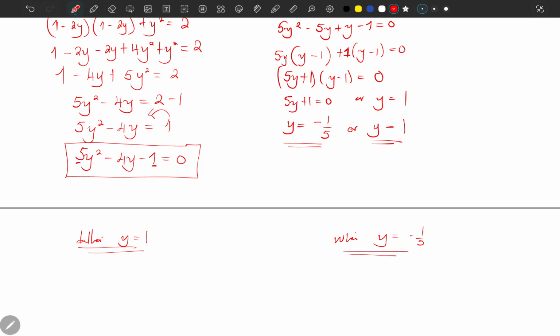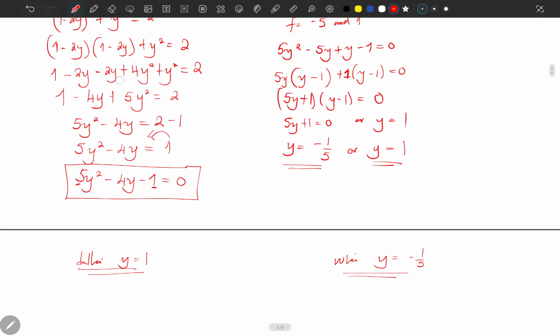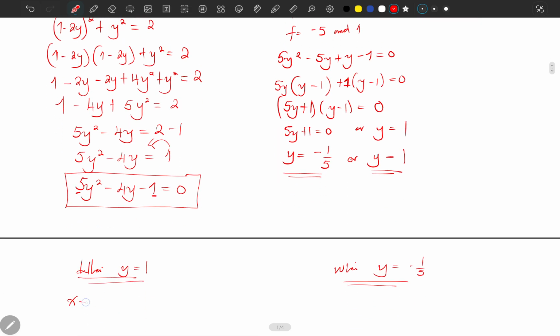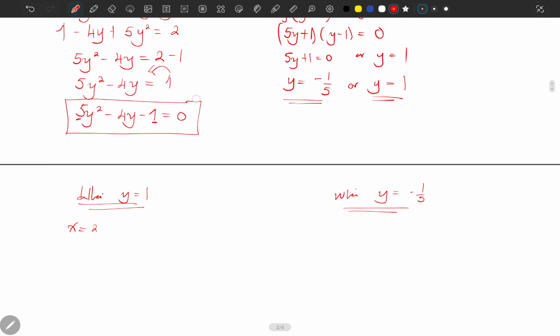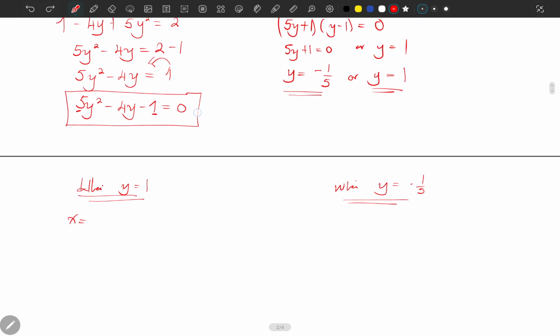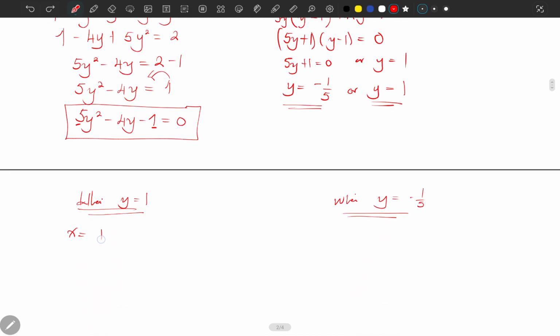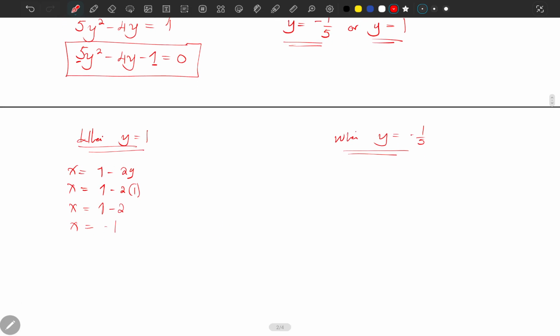All right. So now, what is x? We know that x is equal to 1 minus 2y. 1 minus 2, y is 1. 1 minus 2, so x is negative 1. Meaning the first answer is that x is negative 1 and y is 1. That's the first one.